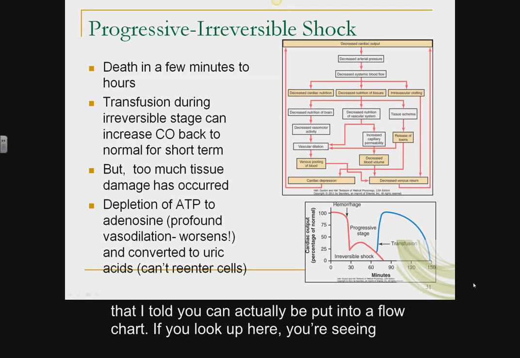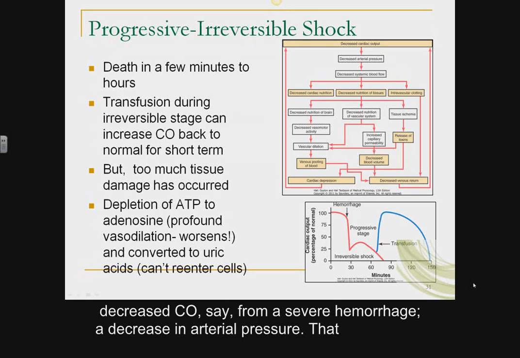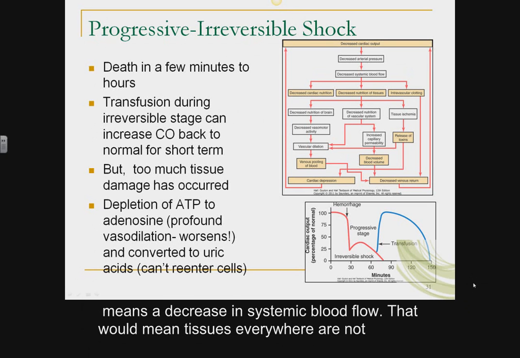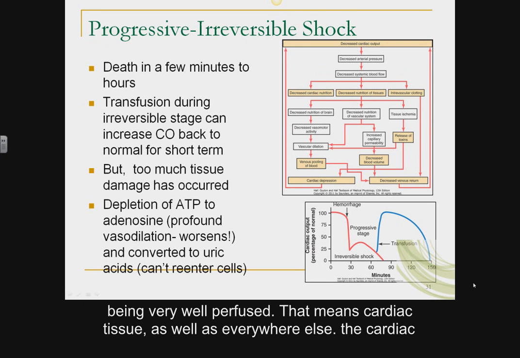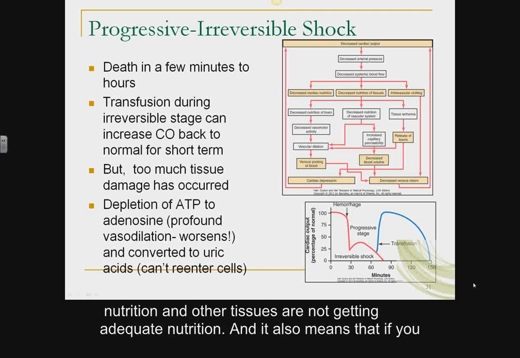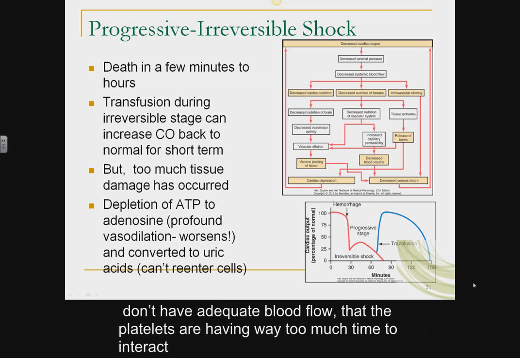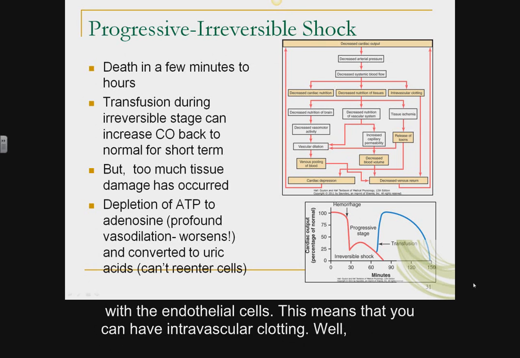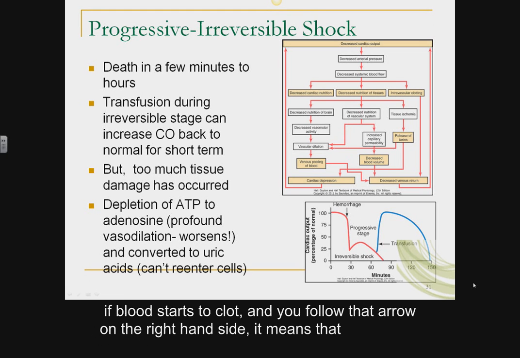Everything I have told you can actually be put into this flowchart. If you look up here at the top, you're seeing decreased cardiac output, say from a severe hemorrhage, a decrease in arterial pressure. That means a decrease in systemic flow. That means tissues everywhere not being very well perfused, and the cardiac tissue, as well as everywhere else, is being poorly perfused. The cardiac nutrition and other tissues are not getting adequate nutrition. It also means that if you don't have adequate blood flow, that the platelets are having way too much time to interact with the endothelial cells. This means that you can have intravascular clotting.